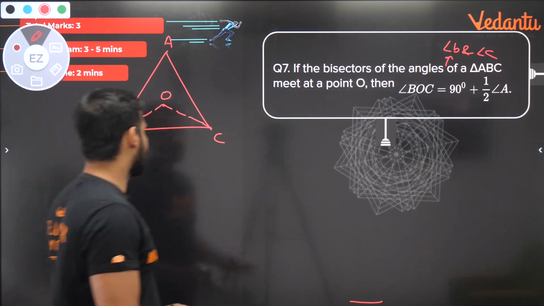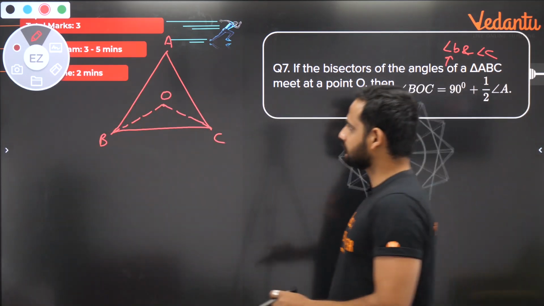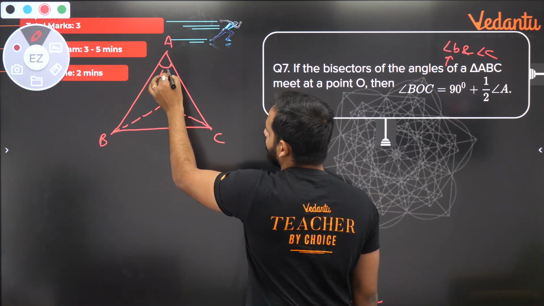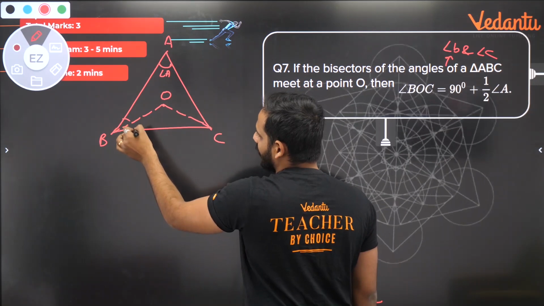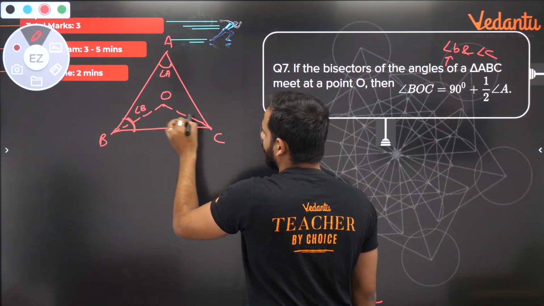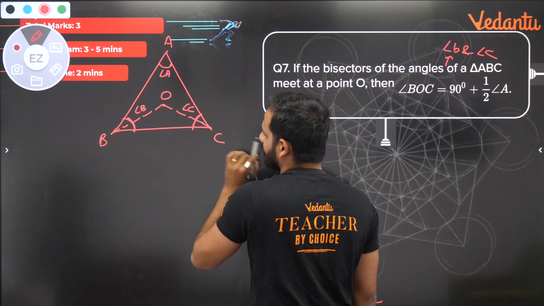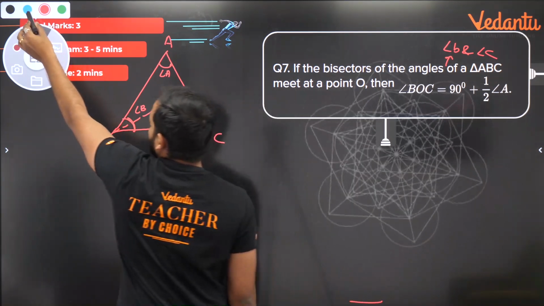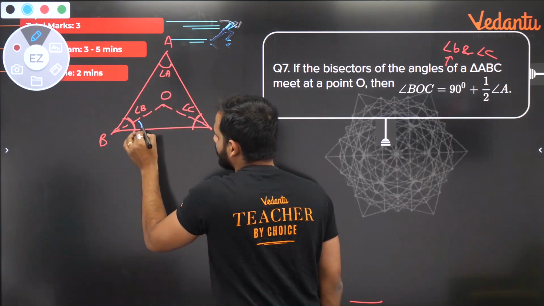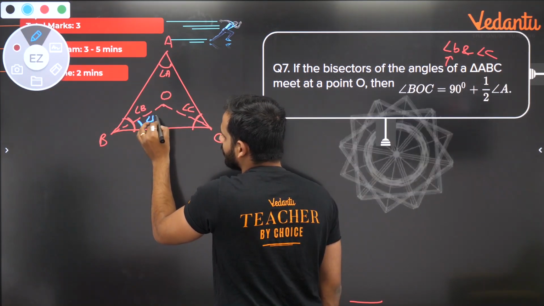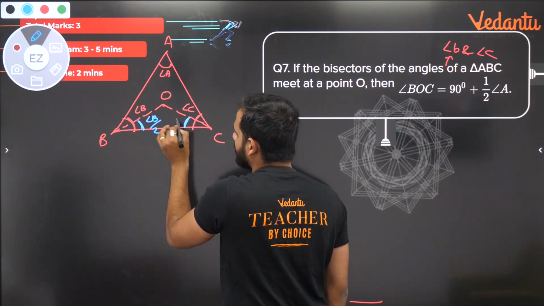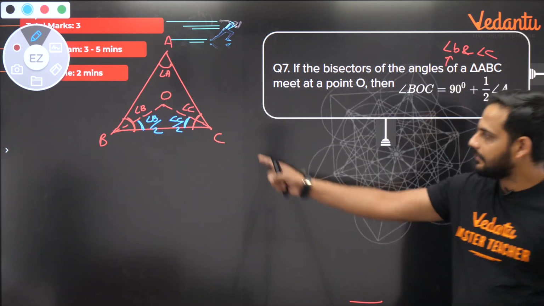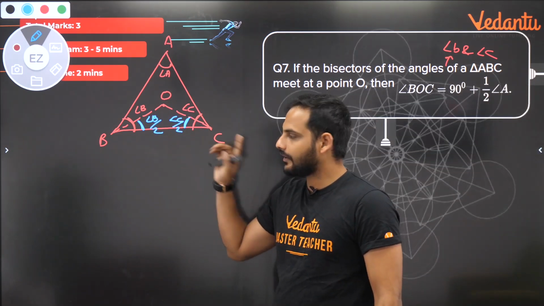Let us say that this angle is angle A. Let's say this whole angle is angle B, and let's say this whole angle is angle C. Since you have drawn the bisector, this part will be half of angle B and this part will be half of angle C, divided into two equal parts, right? So this side is angle B by 2, this side is angle C by 2.